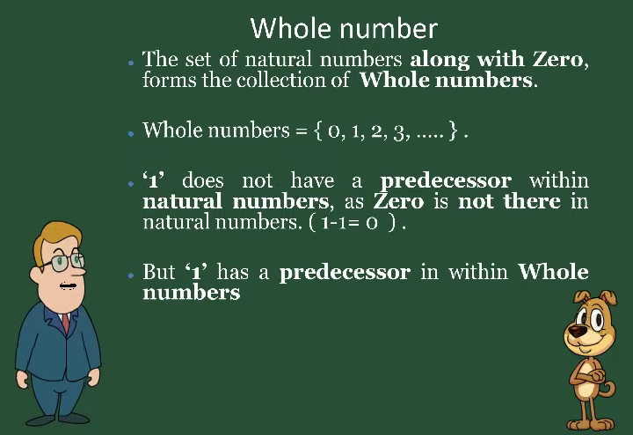Whole numbers. The set of natural numbers along with 0 forms the collection of whole numbers. Whole numbers equal 0, 1, 2, 3, and so on. 1 does not have a predecessor within natural numbers, as 0 is not there in natural numbers. 1 minus 1 equals 0, so 1 has a predecessor within whole numbers.